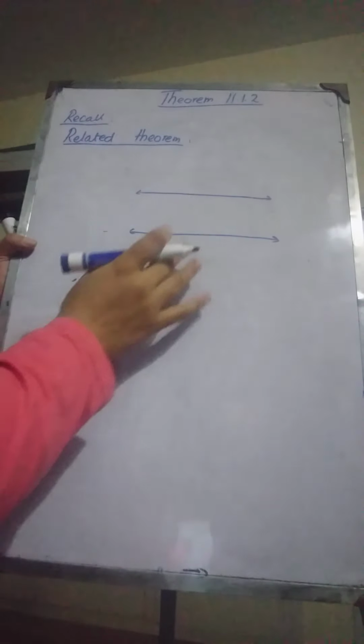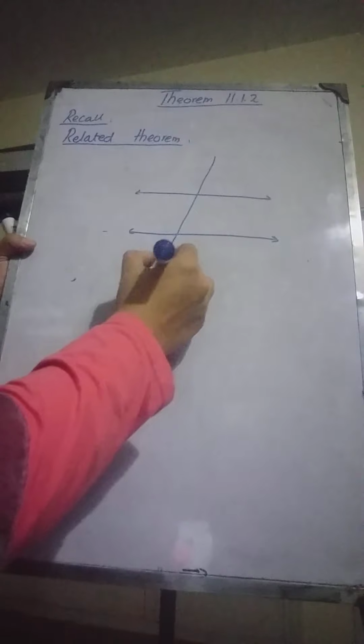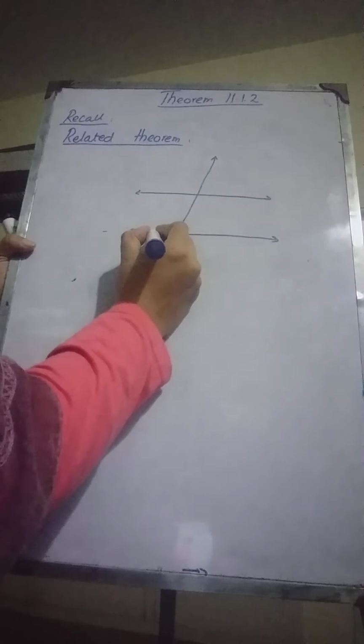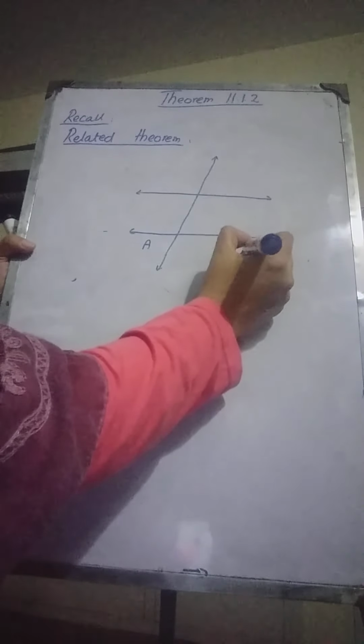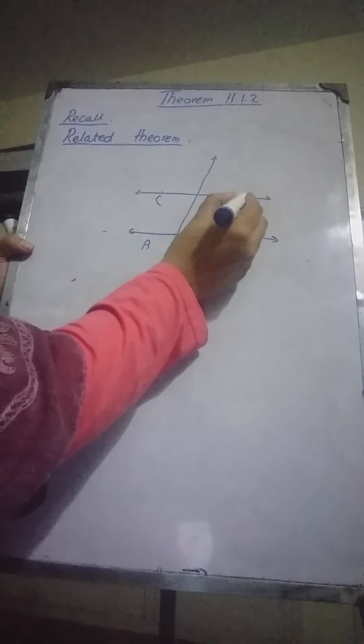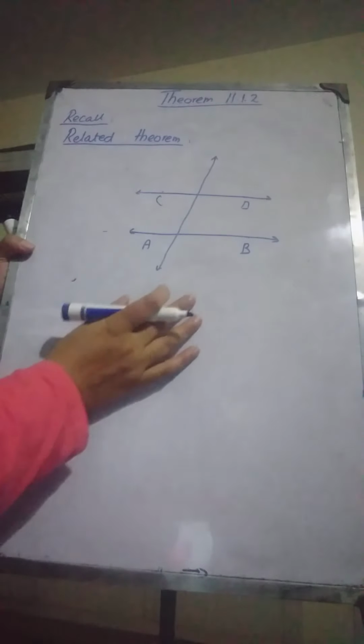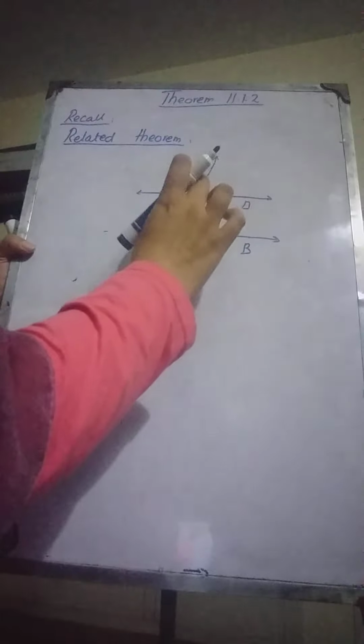Okay, Bismillahirrahmanirrahim. Today we are going to prove theorem 11.1.2. But before that, we need to recall a related theorem, and that theorem was that if you have two lines, and you don't know if they are parallel or not, you have two lines and a transversal which is cutting these two lines. Suppose you have line AB and CD, and there is a transversal which is cutting these two lines.